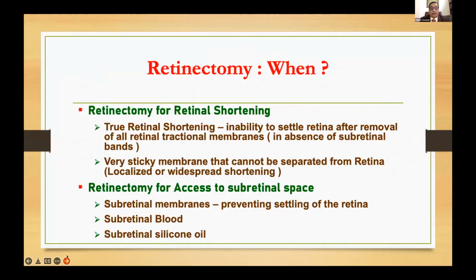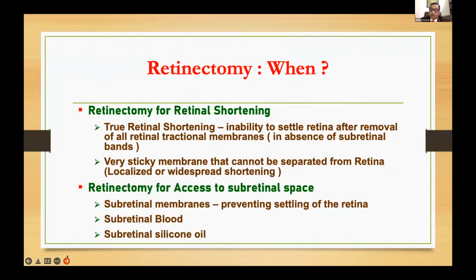Yes. So when do you do a retinectomy? There are two major situations. One is for access to the subretinal space, which you may do for subretinal membrane removal, only if they're preventing settling of the retina, or you may do it for removal of subretinal blood or subretinal silicone oil, as in the previous case. The other indication is when you do a retinectomy for retinal shortening.